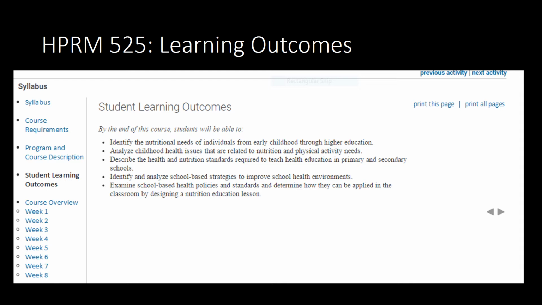And 5. Examine school-based health policies and standards and determine how they can be applied in the classroom by designing a nutrition education lesson. Now, you might find it helpful to go back through the course and identify the sources that support each of these 5 learning outcomes. I think this can prove to be a really helpful activity as you prepare for your final.